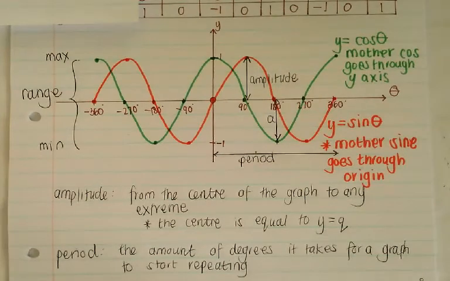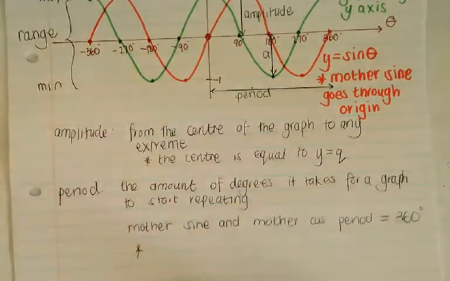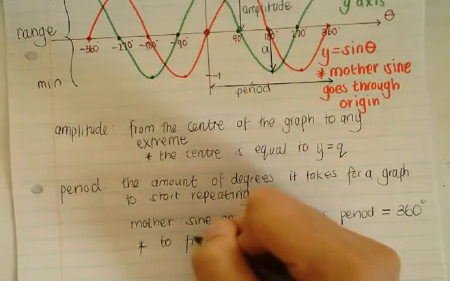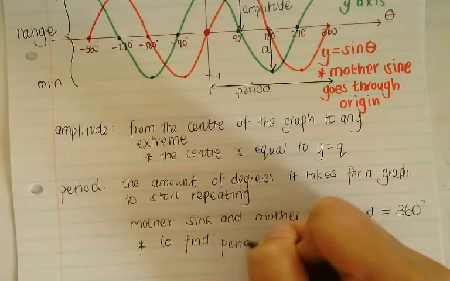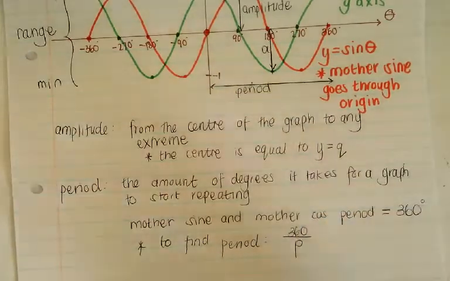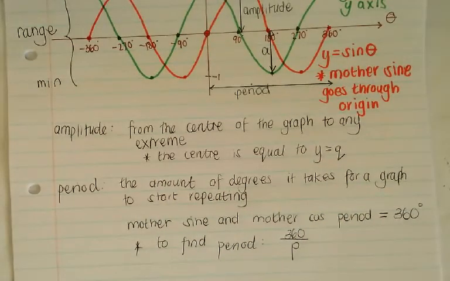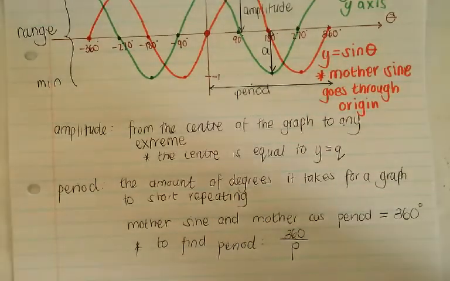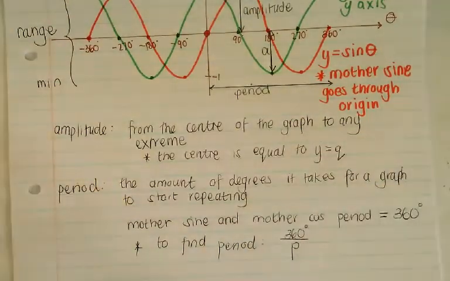Okay. Another thing to note is that a period is influenced by that p-value. So to find the period, we take 360 and we divide it by that p-value. So for instance, here we had 1 theta, so we're saying 360 divided by 1 is still 360. If it was 2 theta, then our period would be 360 divided by 2, which is 180. So to find the period is 360 degrees divided by that p-value from the equation.